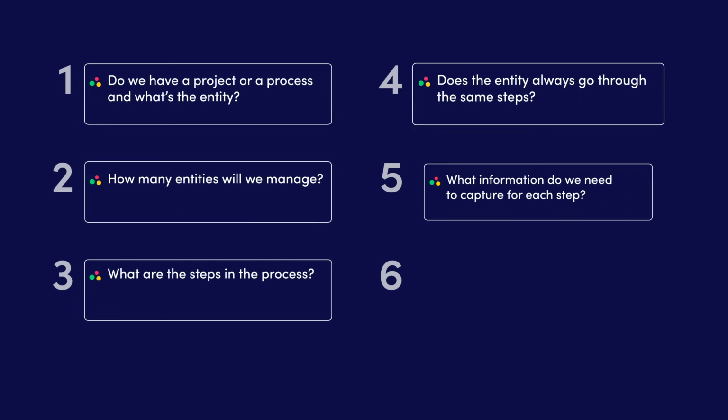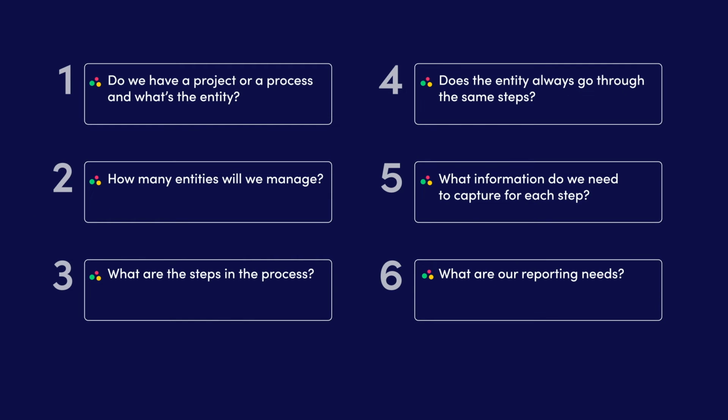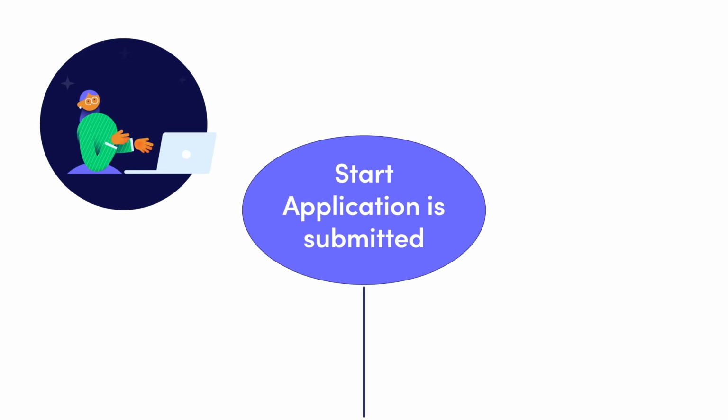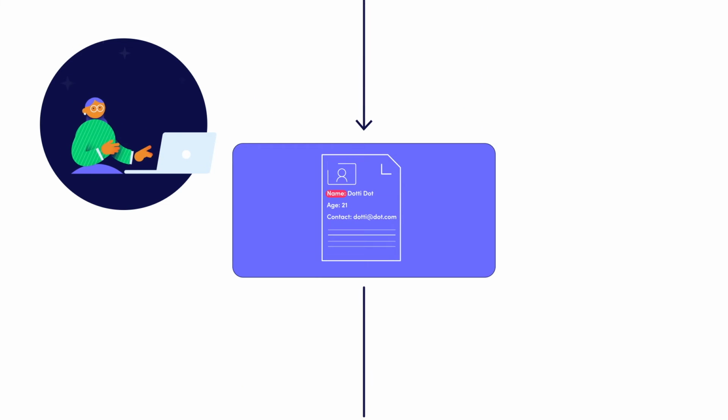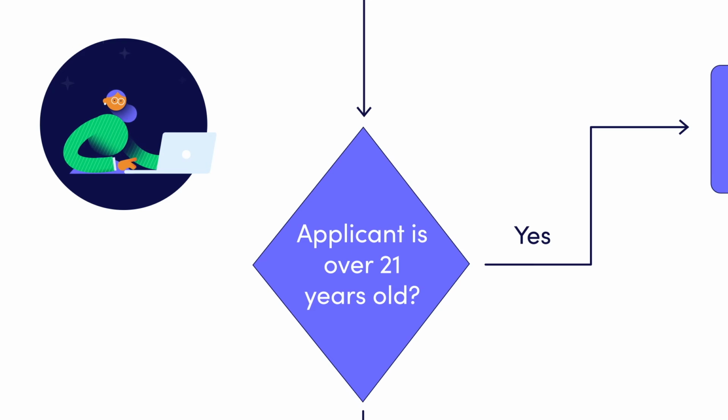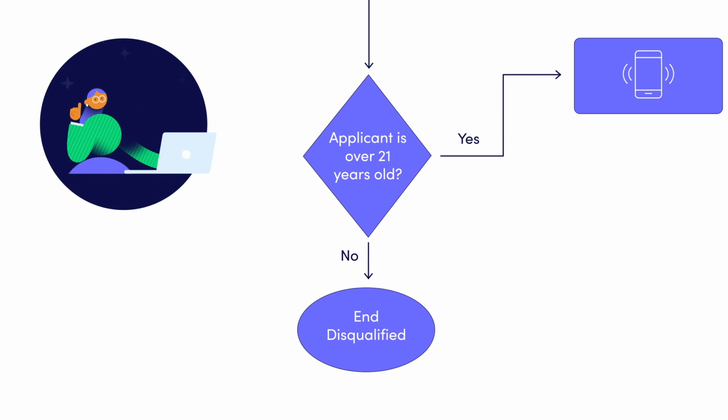Let's look back at the answers to the questions in the previous video to build Patricia's process map. The process starts when the application is submitted by the applicant. Then I review it. If the applicant is over 21, they move to the next step, a phone interview. If not, they are disqualified. This is the first decision point in the process.